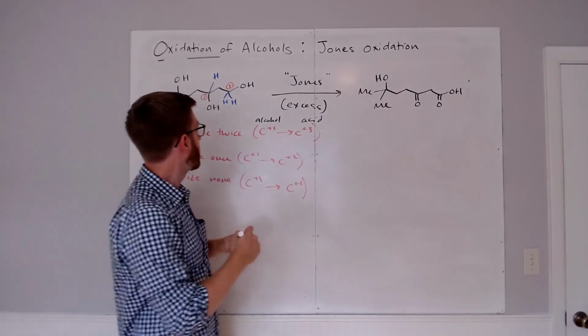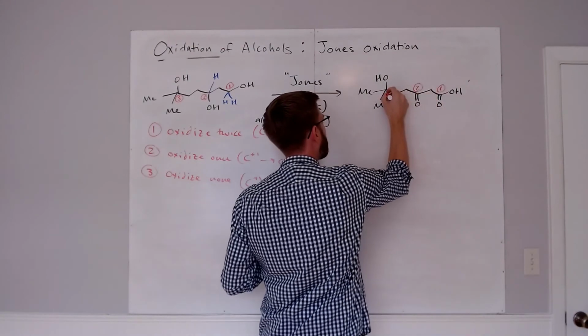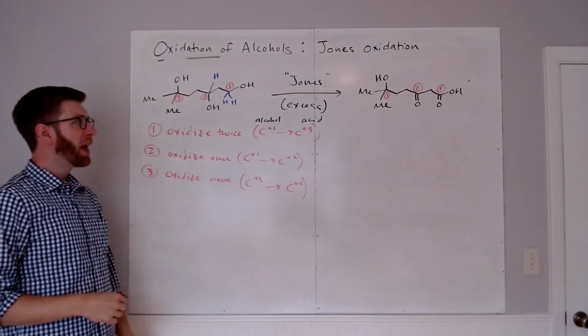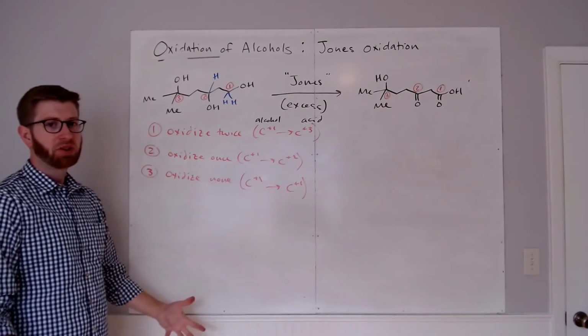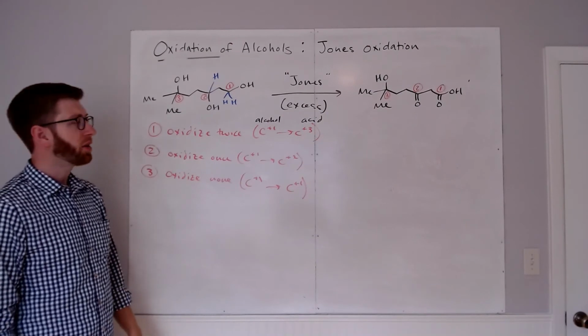And finally, just to check my work, I'm going to make sure that everything looks correct. I'm going to put my carbon numbering in. There should be no blue hydrogens anywhere in the structure now. Remember that the Jones reagent will remove as many as there are present on a carbon of an alcohol.